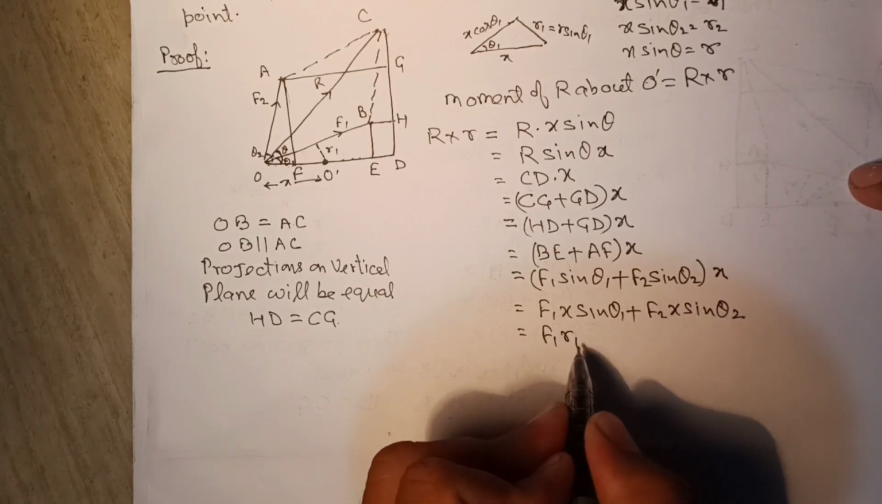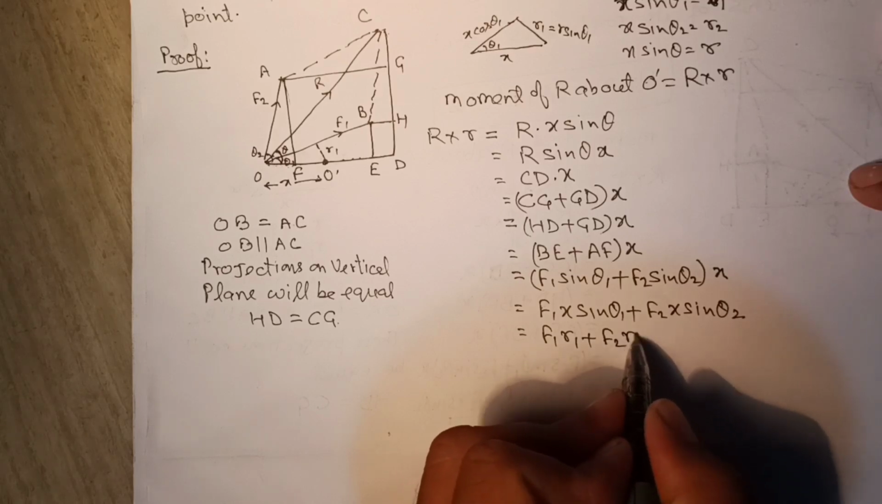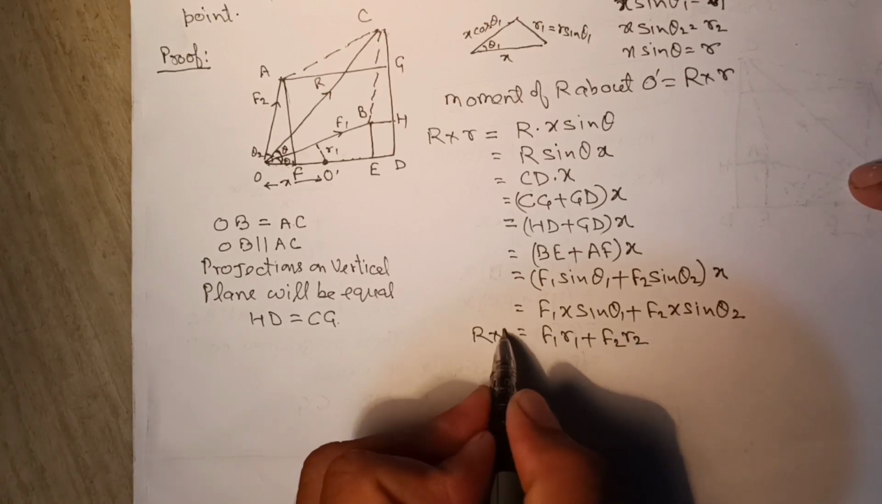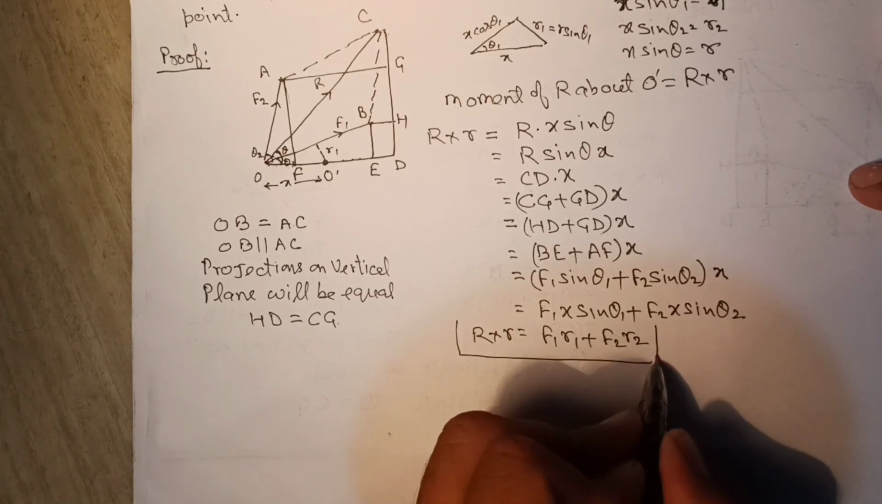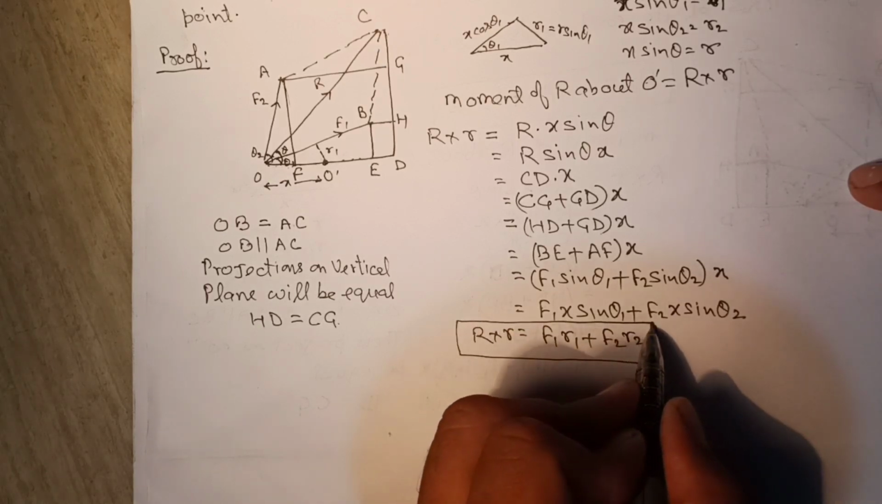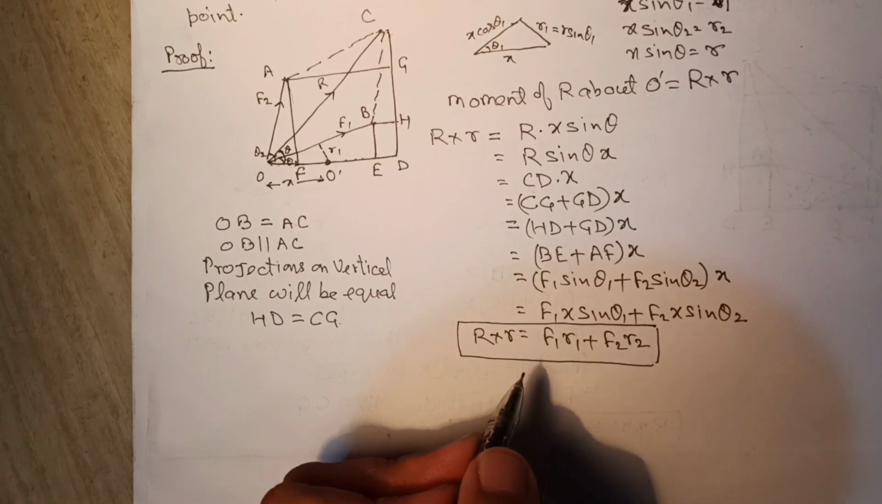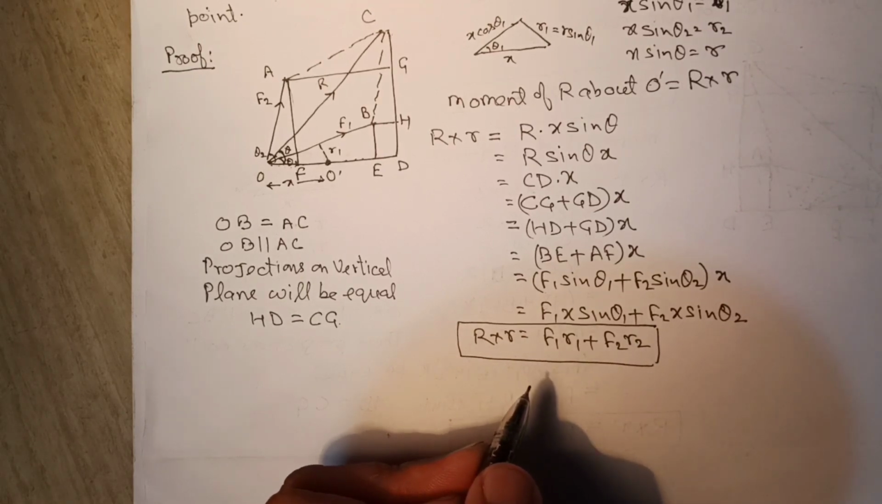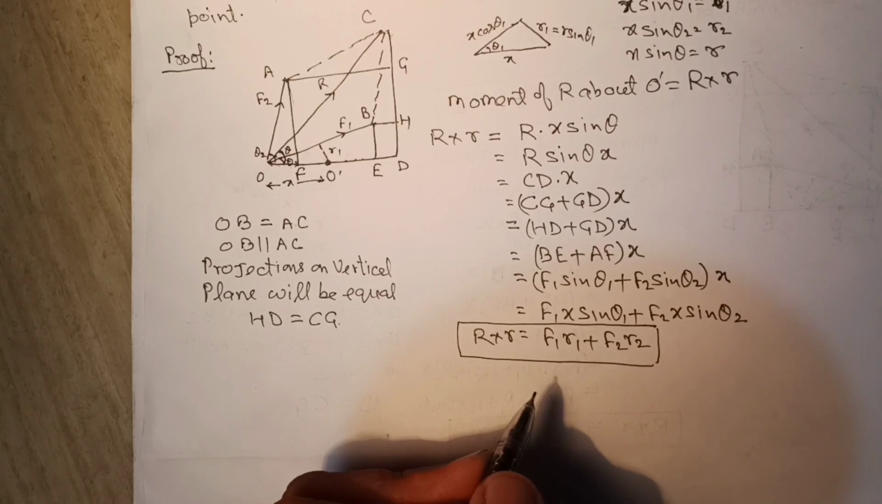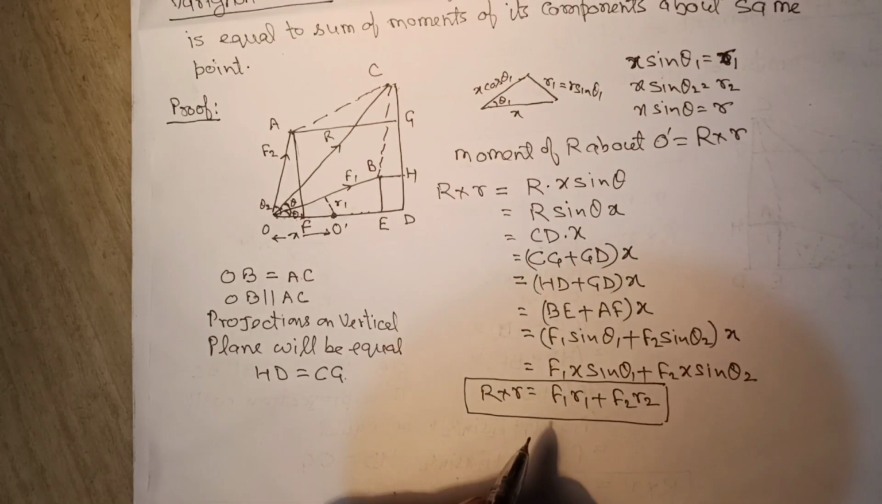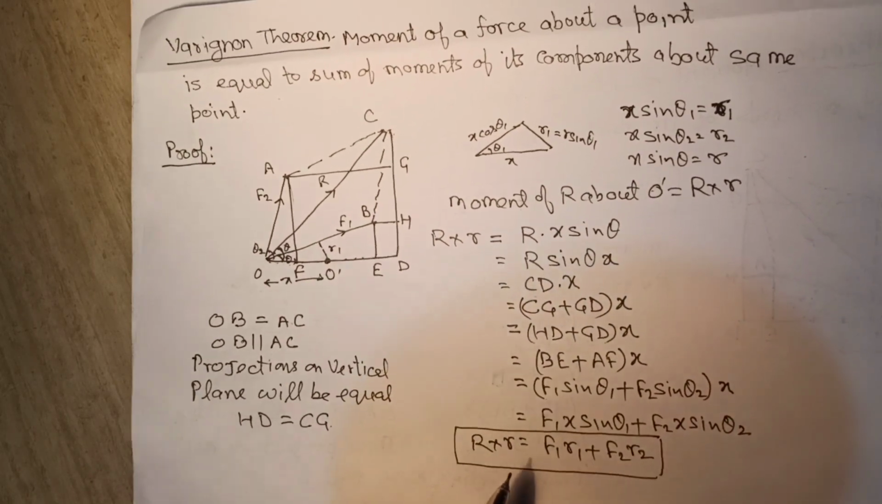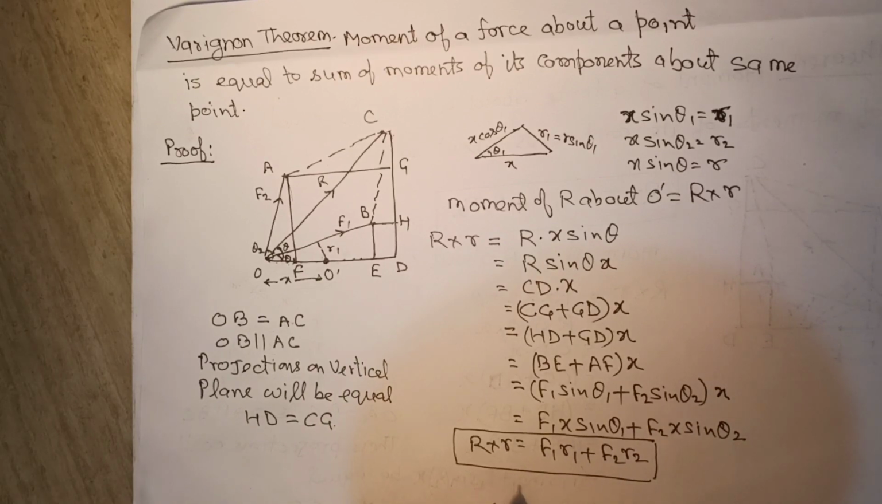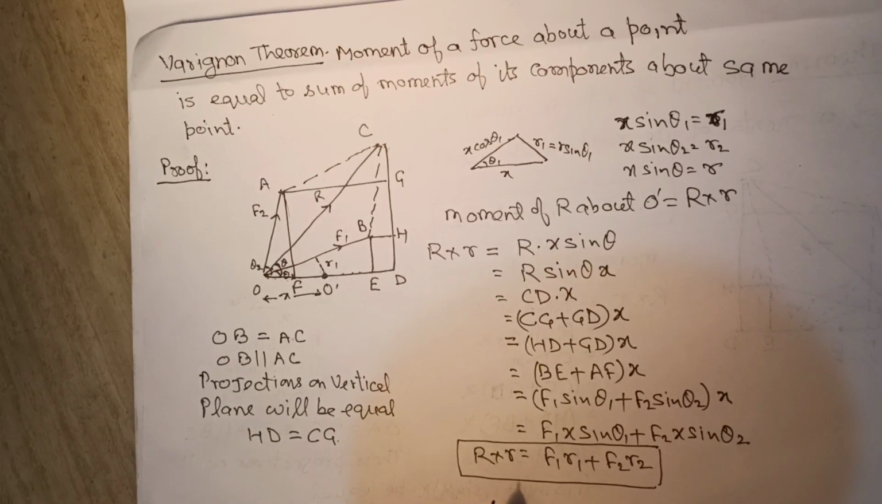Now this X sin theta 1 can be written as R1 and X sin theta 2 can be written as R2. So we will get the equation capital R into small r equal to F1 R1 plus F2 R2. This is Varignon's theorem, and this is how you will derive Varignon theorem. So this Varignon theorem is used for finding out the position of resultant of parallel forces.